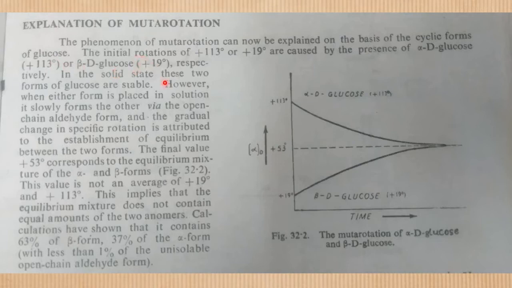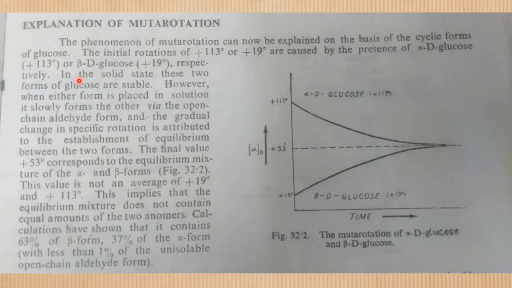Okay, in the solid state, these two forms of glucose are stable. You should remember in the solid state, these two forms of glucose are stable. However, when either form is placed in solution, it slowly forms the other anomeric form via the open chain aldehyde form. And the gradual change in specific rotation is attributed to the establishment of equilibrium between the two forms.